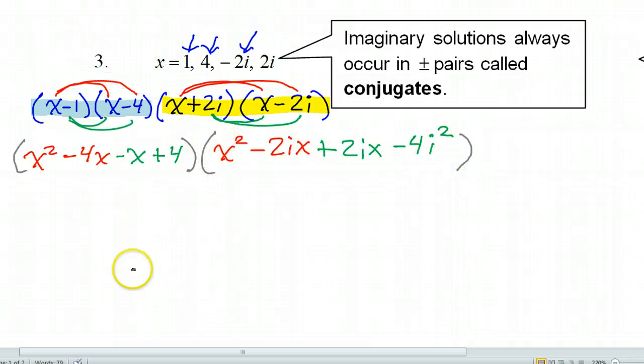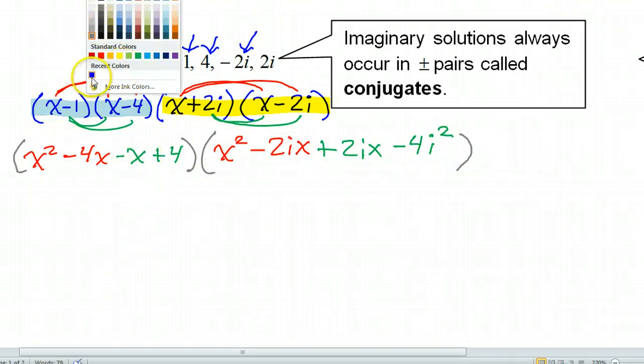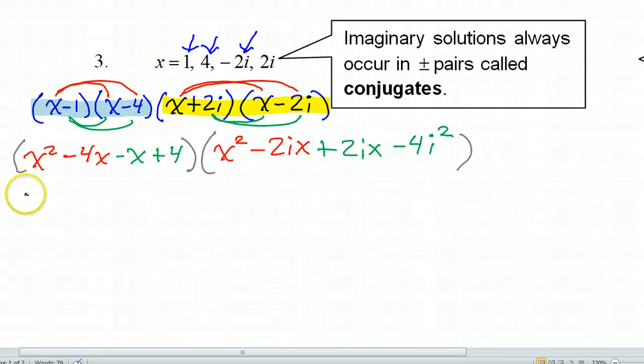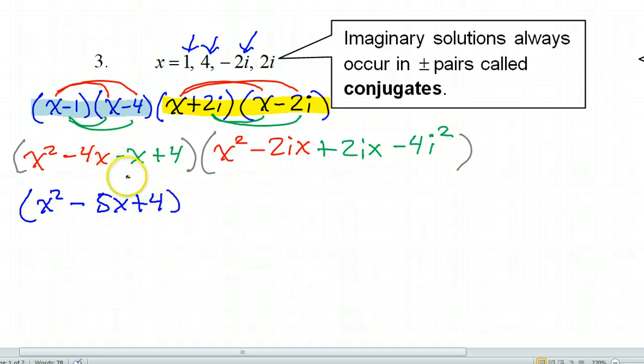Okay. So now I'm going to go back and combine my like terms. Going back to my first parentheses, I have x squared minus 5x plus 4. I just combined those like terms in the middle. Looking at my second pair of parentheses, I'm going to have x squared. What happens with these two terms in the middle? They cancel out. I have a negative 2ix and a positive 2ix. They're gone. Kabam.